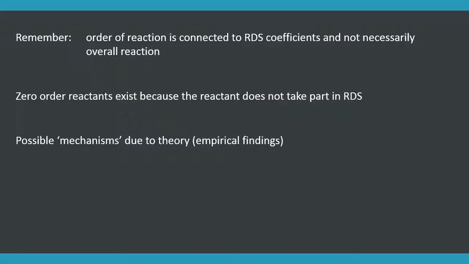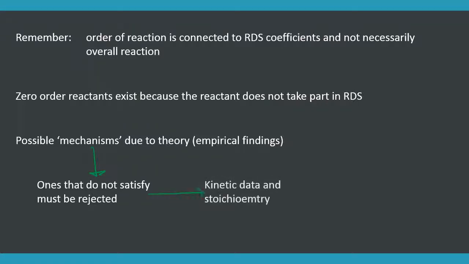Possible mechanisms are due to theory. They're empirical findings, and so they're always being modified. When they do not satisfy, they're going to be rejected, and they're going to go back to the kinetic data and the stoichiometry and figure out what a new mechanism could look like, then redo the experiment and keep modifying it. So it is a theory. It's never at this point going to become a true law, but as technology gets better and better, they can go through and modify as necessary.